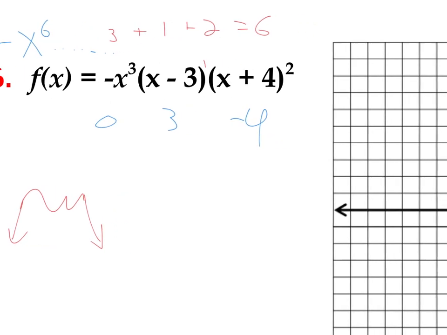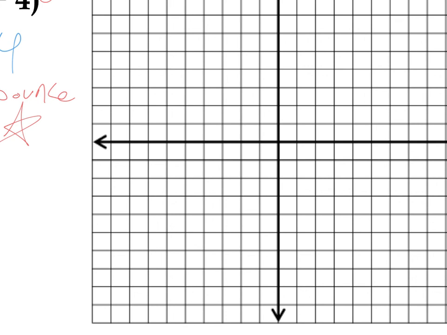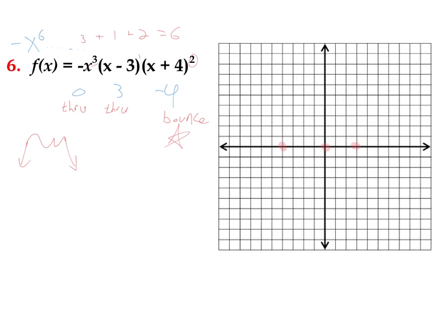Ooh, but wait, before we do, what's the behavior of these? Let's see, we have an odd degree, so that's going to go through. Odd degree is going to go through. Even degree, that's going to be a bounce point. So that's going to hit the x-axis and turn around. So I need to pay close attention to that one. All right, so 0, 3, and -4 with a bounce point. So 0, 3, and -4. And -4 is the bounce.